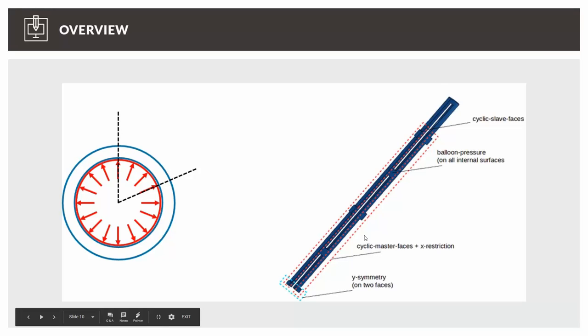So this is a cyclic part, and basically we have a symmetry here and here. On the inside, the balloon pressure is acting, and on these faces, or one of these faces, we can just apply a symmetry in y direction. And if you think about it, this means that we are reducing our computational effort by more than 12 times: 6 times because of the symmetry in cyclic direction, and 2 times because of the symmetry in y direction.